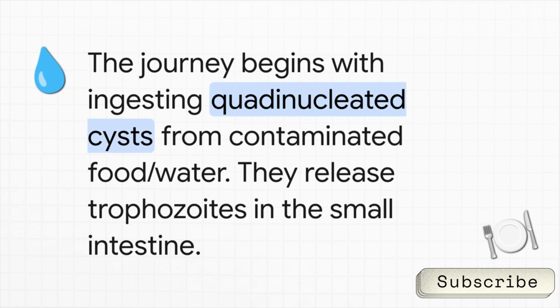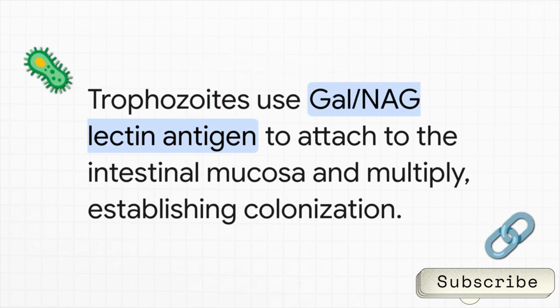Once the cyst gets to the small intestine, it's like, okay, we've arrived. It undergoes what we call excystation. Basically, the doors open and out come the active moving forms, the trophozoites. Now these trophozoites, they're on a mission. They start multiplying and they need to latch onto the intestinal wall to set up camp.